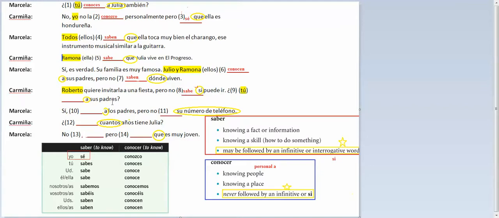Tú blank a sus padres. Again, I've got the personal a. Personal a goes with conocer, and it's you. Do you know her parents? So if I go over here, I would want conoces.